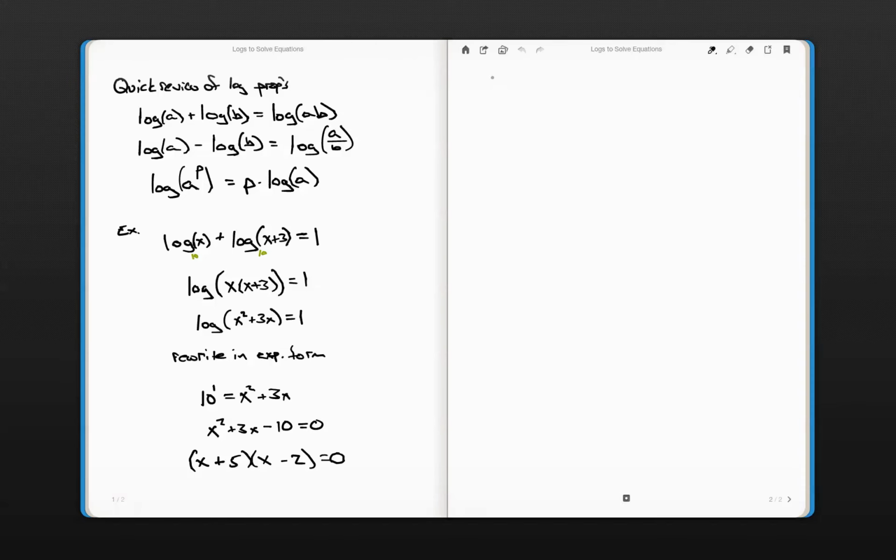Good. So I can go from there and say that x plus 5 equals 0, or x minus 2 equals 0, which means that x equals negative 5, or x equals 2. Now, we have to use some caution here. I'm going to write this in red. Caution. Check answers.